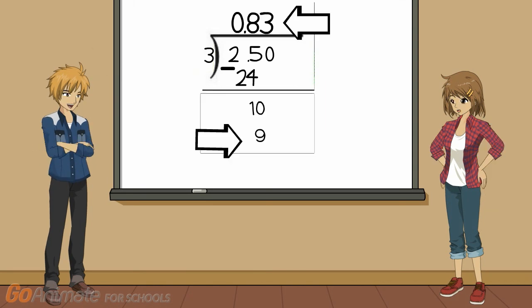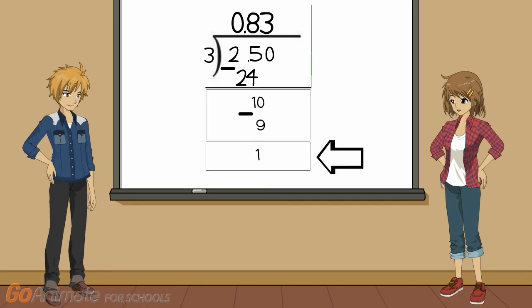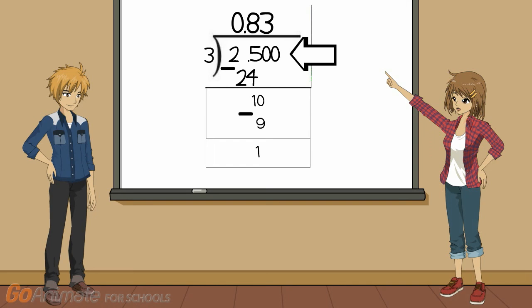Excellent. So, we are now back to this step from the beginning. We write the 3 above the 0, and the 9 below the 10. Do you remember what step comes next? I think so. Do we subtract the 9 from the 10? Exactly right. So, we get 1 again after we subtract. As you know, you can add as many zeros as you'd like to a decimal after the last digit, and it doesn't change the value. Since we are out of digits in 2.50, we can add another 0, so we would have 2.500.